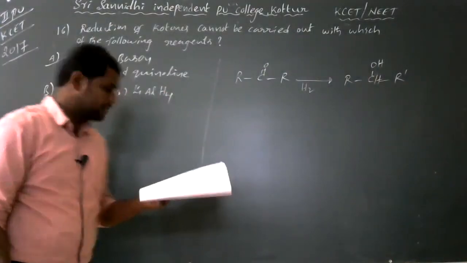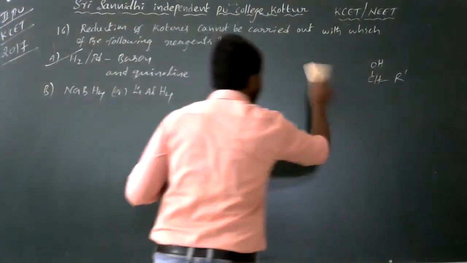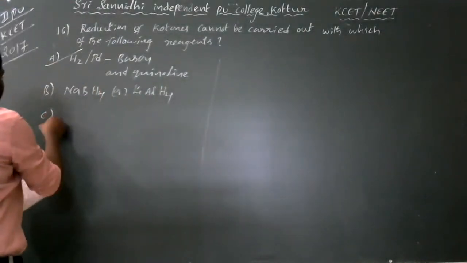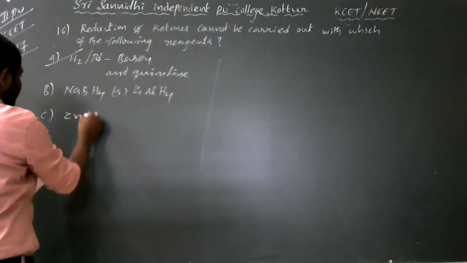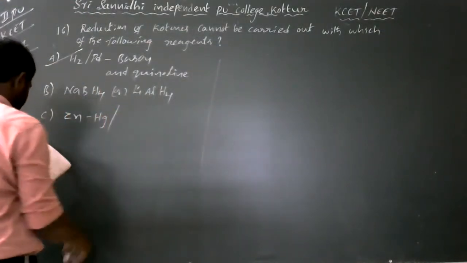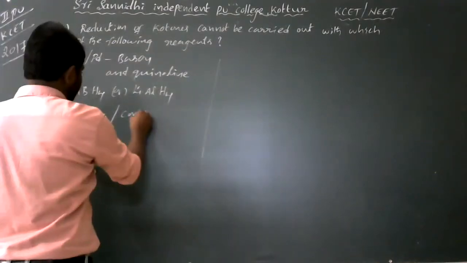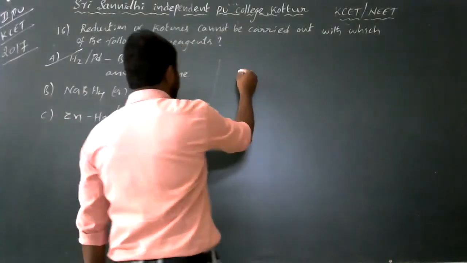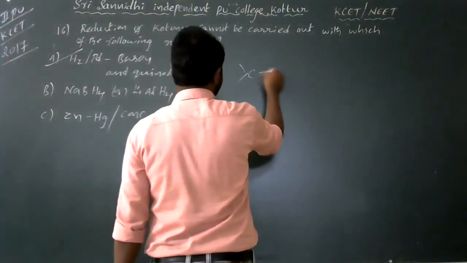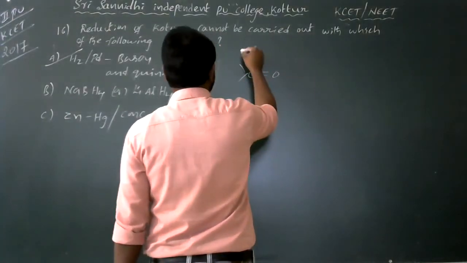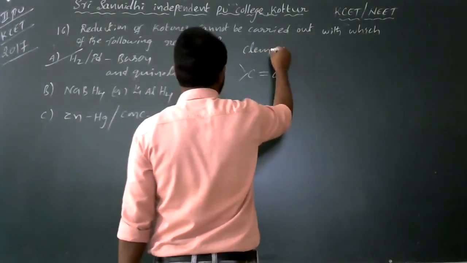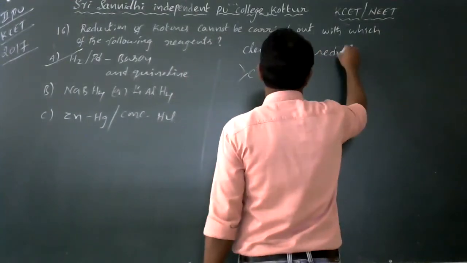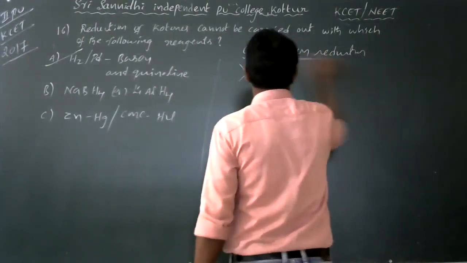and zinc amalgam, the third option. Option C is zinc amalgam, ZnHg, and what is it now? Concentrated HCl, which is seen especially with aldehydes and ketones, just the Clemmensen reduction it is. Clemmensen reduction is a Clemmensen reducing agent it is.